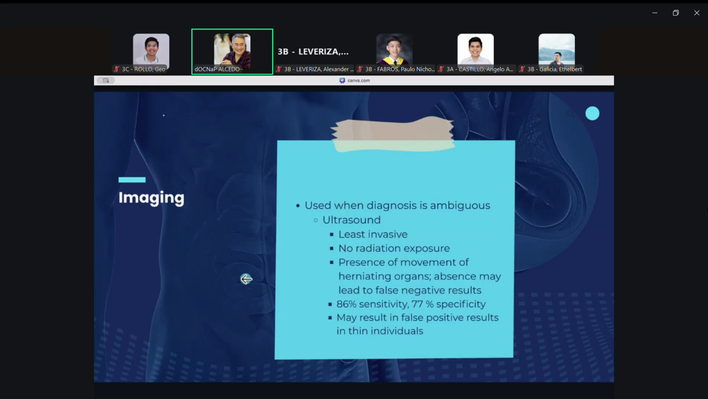Now, once in a while, you might have false positive and false negative results, but you just have to be aware of this. So very important is to correlate what you see on imaging study with your PE and of course your history.